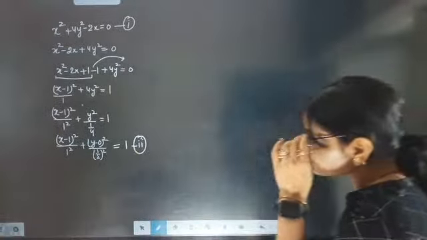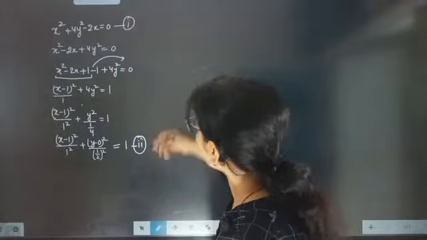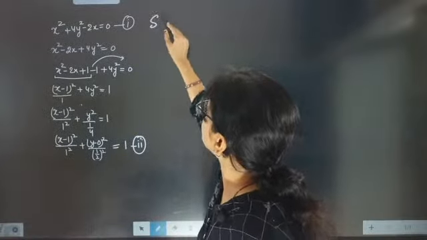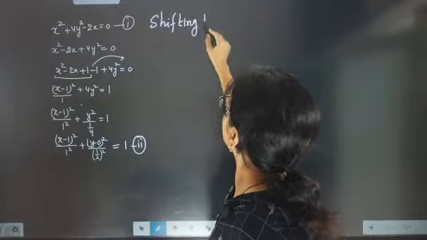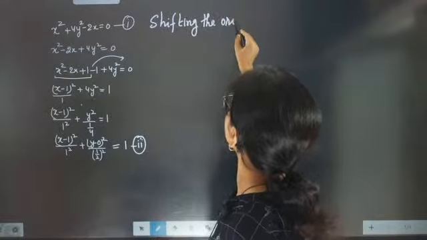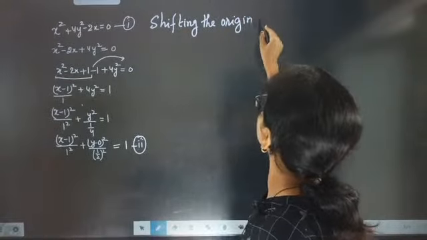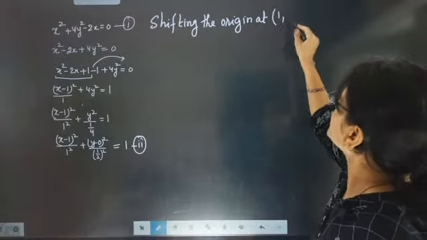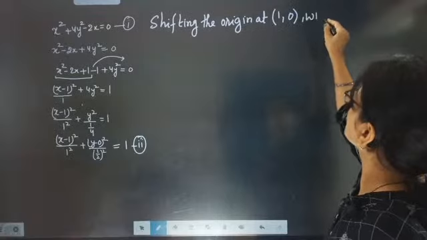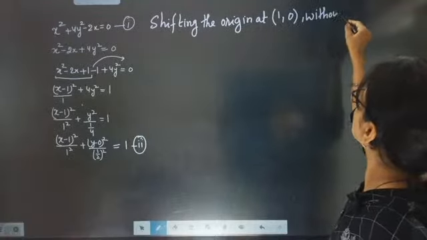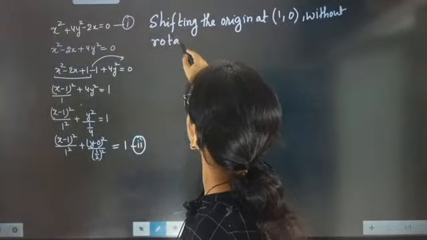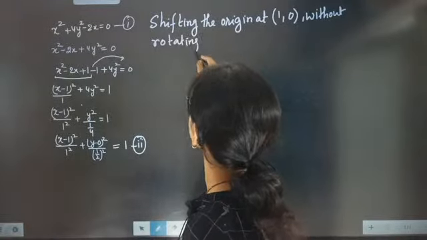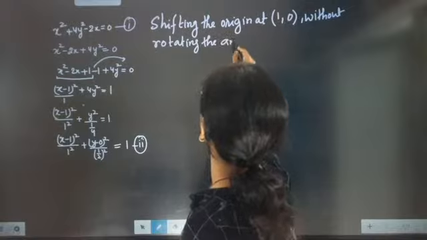Just check that one. Now, where you have to shift the origin? So, shifting the origin at 1 comma 0 without rotating the axis. So we have not changed the axis.